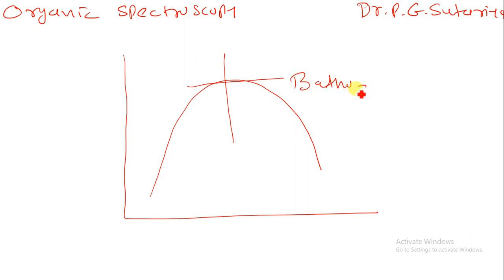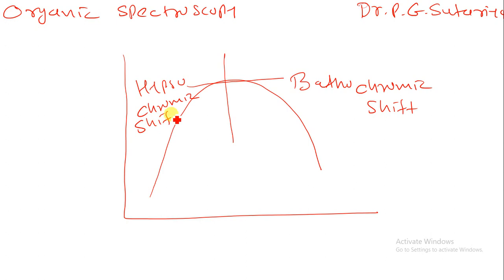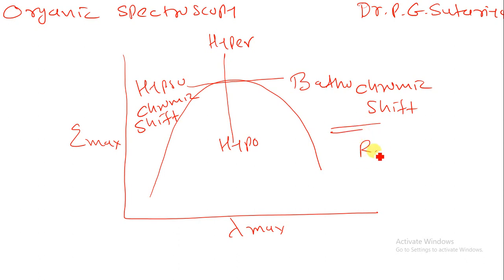The first one is the bathochromic shift. The second one is the hypsochromic shift. The third one is the hyperchromic shift, and the fourth one is the hypochromic shift. Here we have a lambda maximum, and here also we have an E maximum. The bathochromic shift is also known as red shift, and the hypsochromic shift is also known as blue shift.